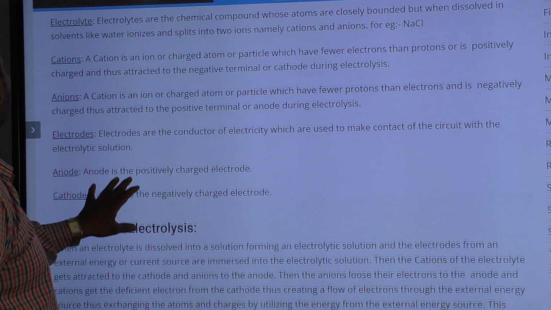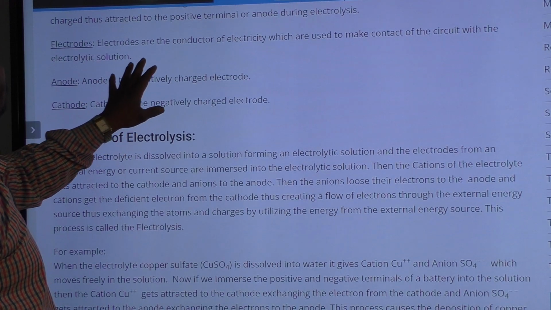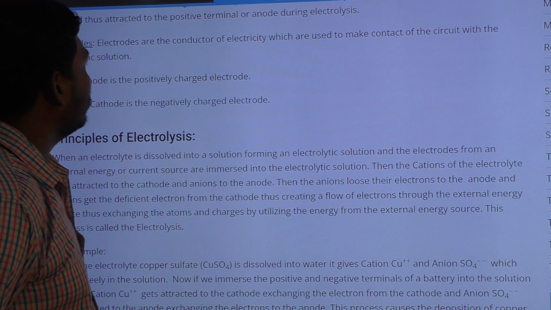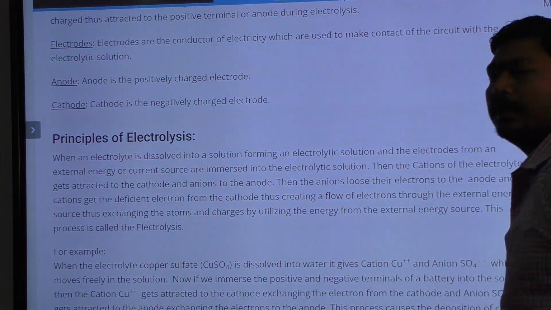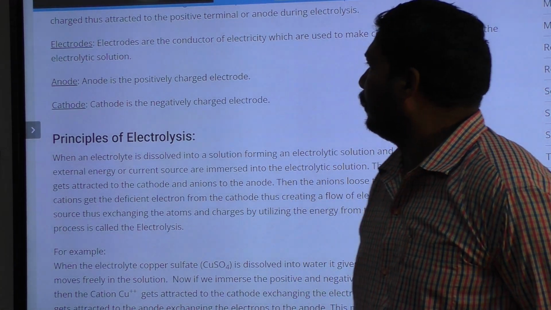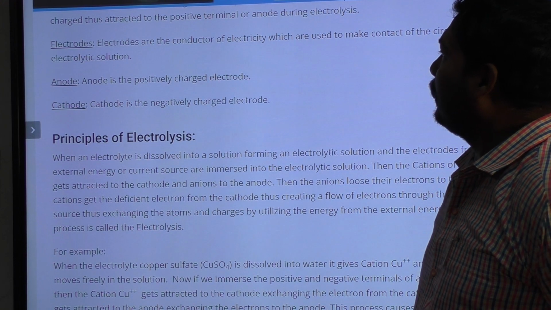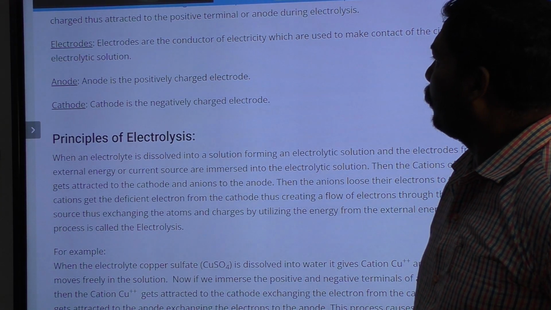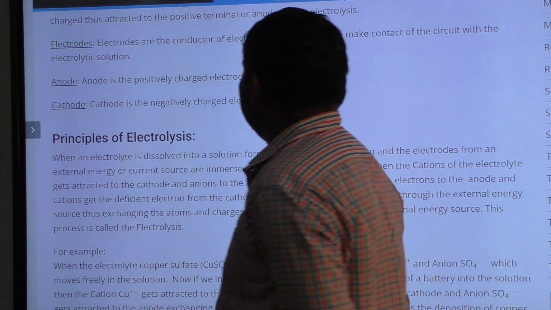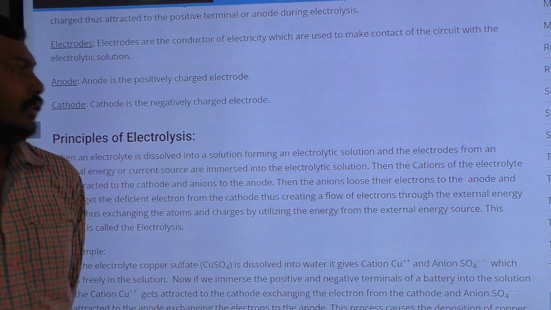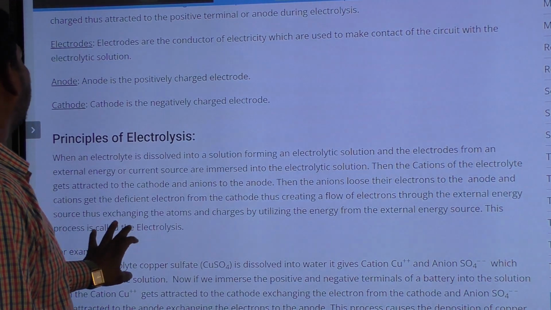Now, what is an electrode? Electrodes are the conductors of electricity which are used to make contact with the circuit and the electrolytic solution. Now, anode. Anode is the positively charged electrode. Cathode. Cathode is a negatively charged electrode. Now, what is the working principle of electrolysis?